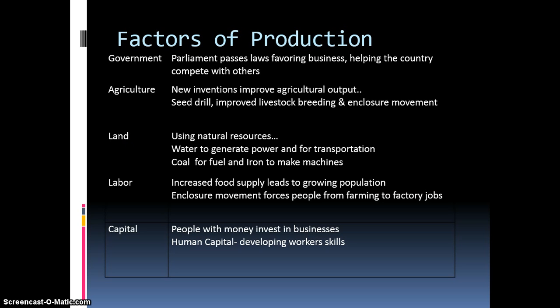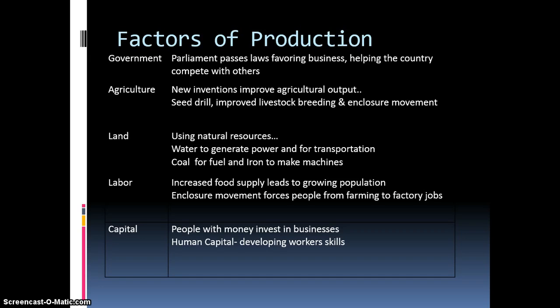Now, at this time there are several factors of production that go into making really anything. The first one is government, and in Britain the government was on board with this, and they passed laws very favorable to business. This was to help keep their businesses in Great Britain ahead of any other country when they start developing, such as France or Germany.